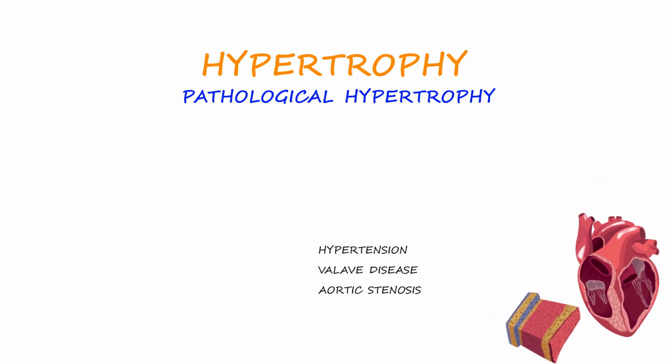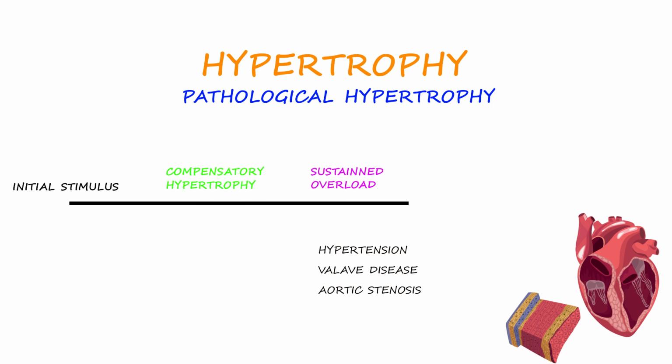Unlike physiological hypertrophy, which is adaptive and beneficial, pathological hypertrophy follows a progression that often leads to impaired function over time. At the cellular level, pathological hypertrophy involves increased myocyte size, sarcomere reorganization, and fetal gene reactivation. These changes ultimately lead to fibrosis, abnormal calcium handling, and mitochondrial dysfunction.